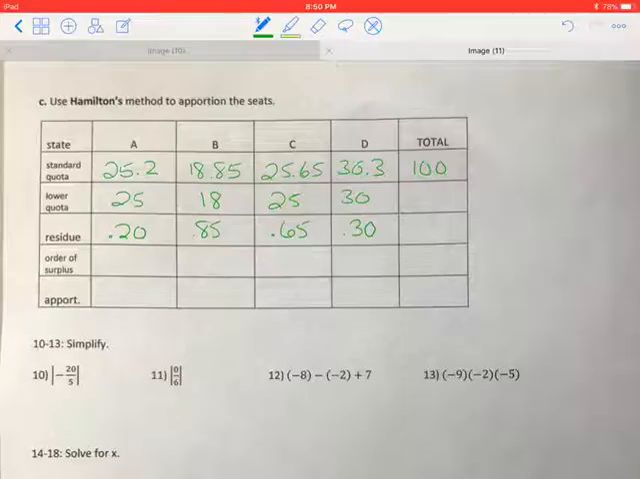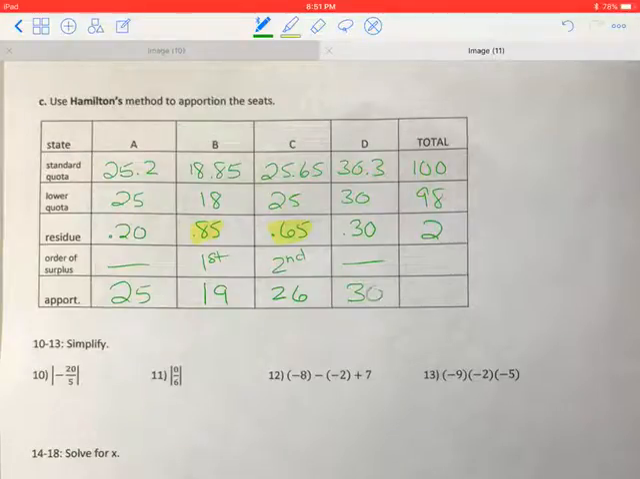All right, so if I add up my lower quotas, that's going to be 25, 18, 25, and 30. I get 98, which means I have 2 surplus seats to give away. So I want to find the 2 biggest decimal parts. Here's one, and here's the other. So that'll be first and second, and each of those are going to get a surplus seat. So I'm going to bump their numbers up. These guys stay the same, so they stay 25 and 30. And if I add all those together, I get my 100 seats. And that is how we would apportion the seats using Hamilton's method.